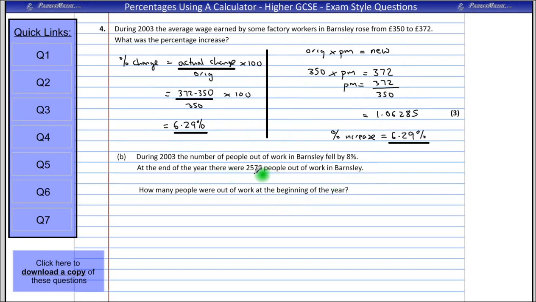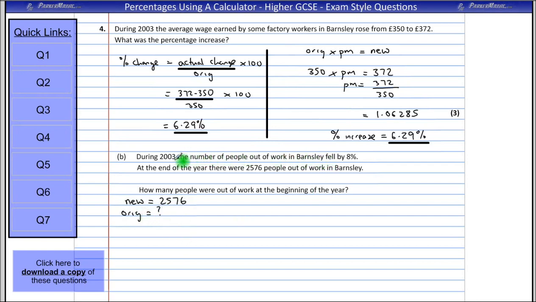At the end of the year, there were 2,576 people out of work. How many people were out of work at the beginning of the year? Well, this is the end of the year, so here we know the new amount. We don't know the original amount, because that was at the beginning of the year. That's what we're trying to find out.